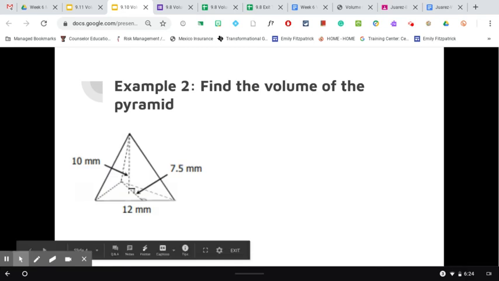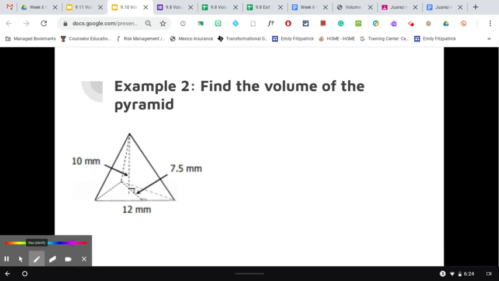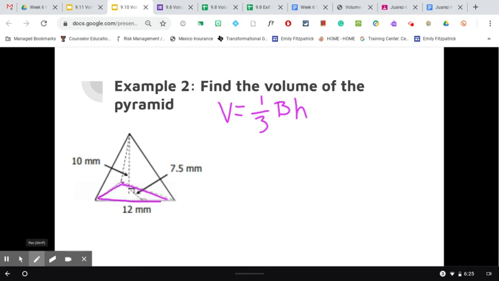Here it is. We have find the volume of the pyramid. So it's a pyramid again, but this one's a little bit different because the base is different. It's still the same formula. 1/3 area of the base times the height. But look at our base this time. It's not a rectangle, it's a triangle.